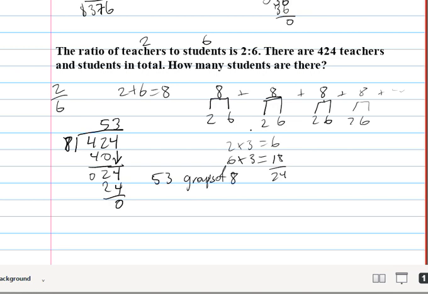In 424, I want to know, what's the question? How many students? So students represent 6. So in each of those groups of 8, there's 6 students. 6 times 3, 18. Here, 1. 6 times 5 is 30. 318 students, right?